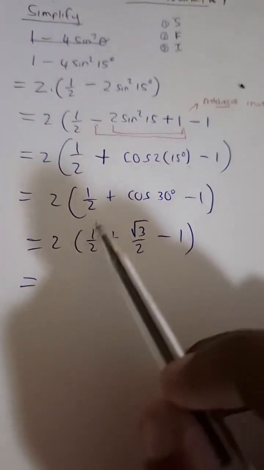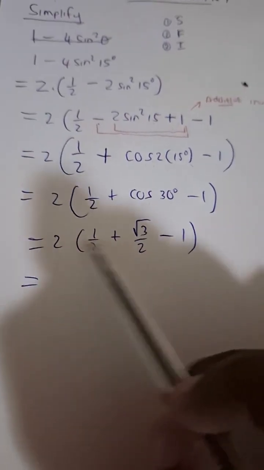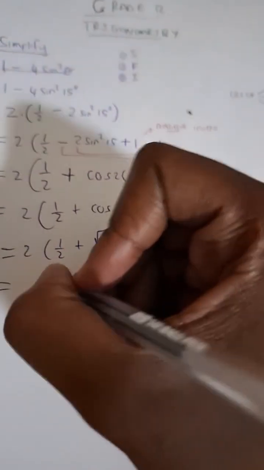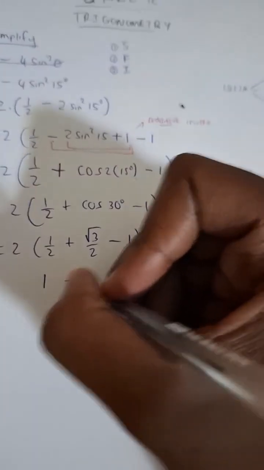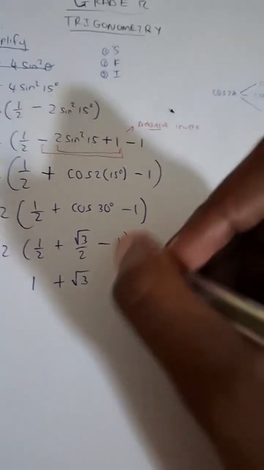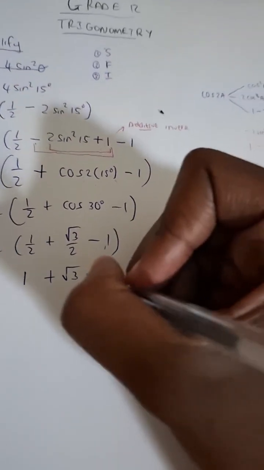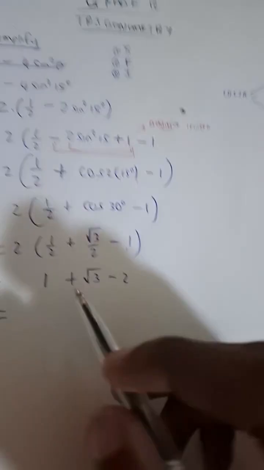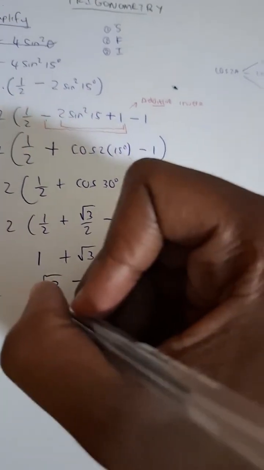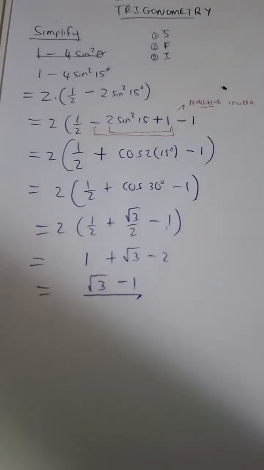Okay, then what I'll do is I'll take the 2 and distribute it inside. So 2 into half gives me 1, plus 2 into root 3 over 2 gives me root 3, and then 2 times negative 1 gives me negative 2. Then I can add the like terms here. 1 minus 2 gives me negative 1. So I have root 3 minus 1, and that's basically my answer.